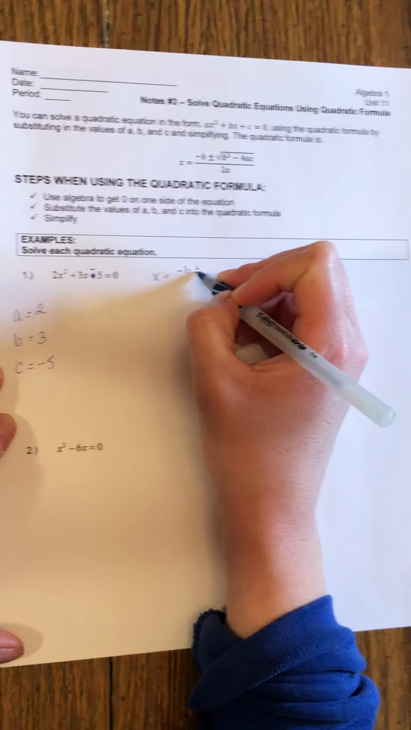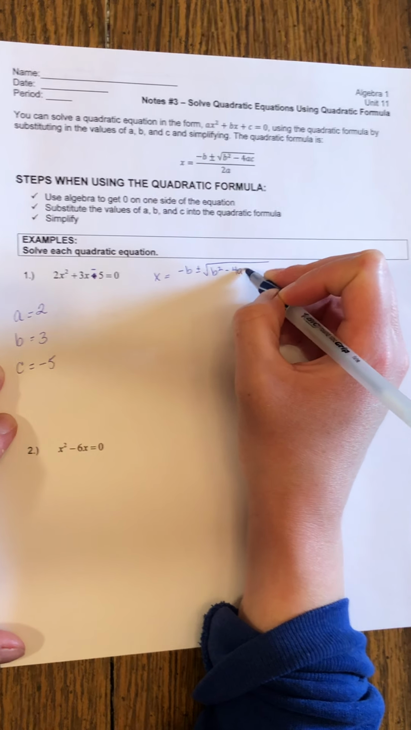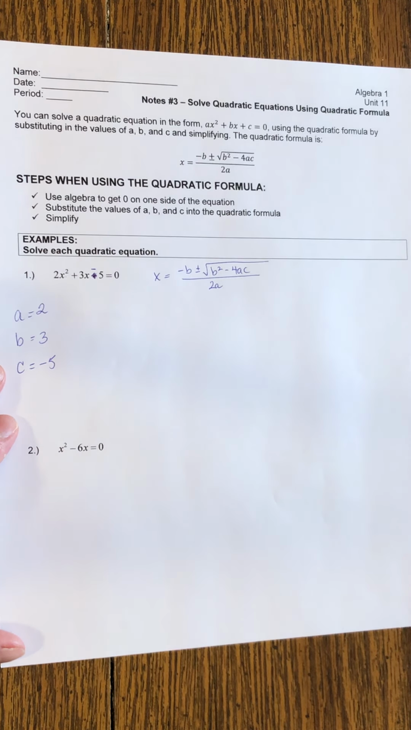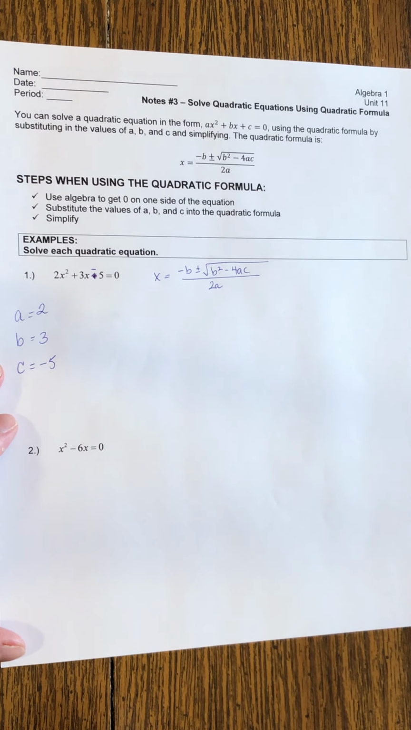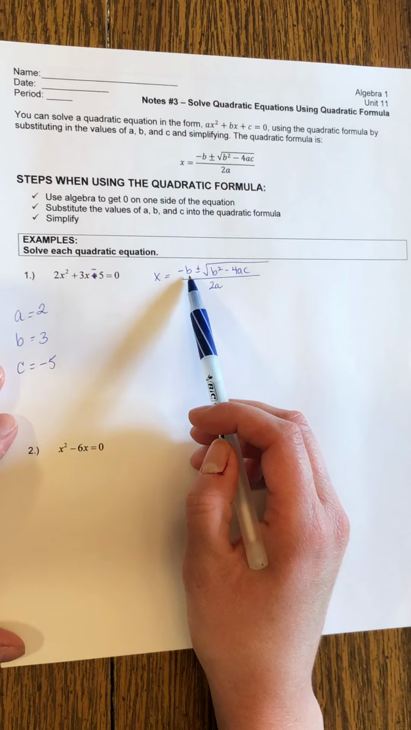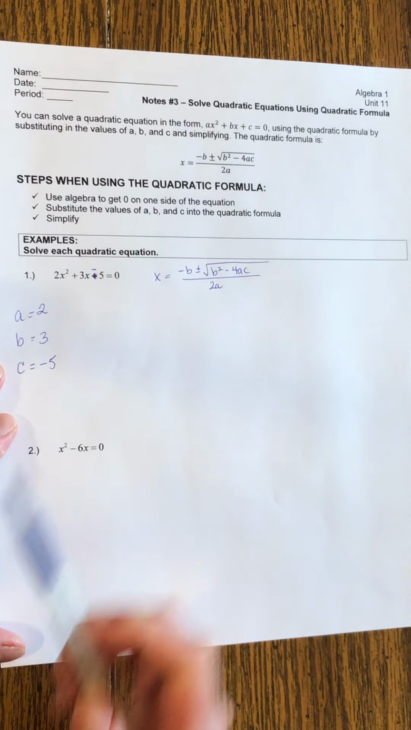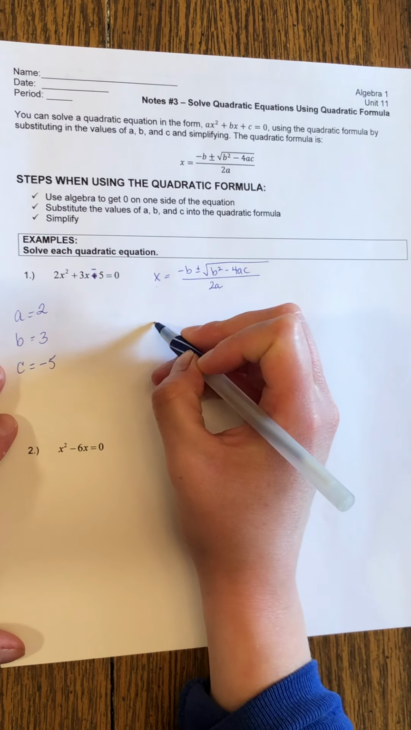I like to start each problem by writing down the quadratic formula. I know it's right up above, but I like to start that in every problem. And then from there, I fill in all the B's, the A's, the C's with the numbers I listed over here. So we don't have any number for x, that's what we're solving for.